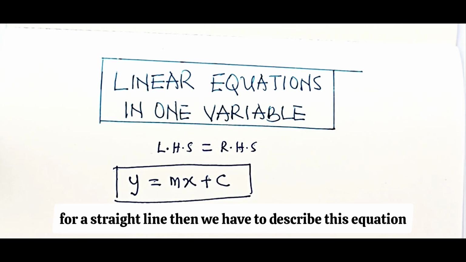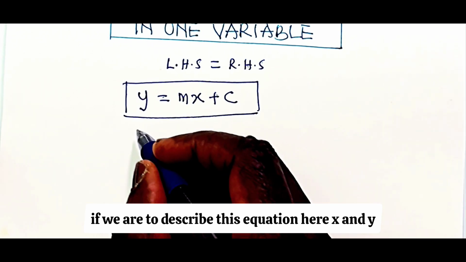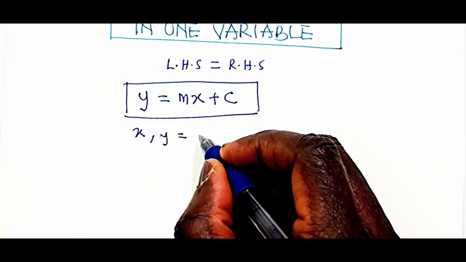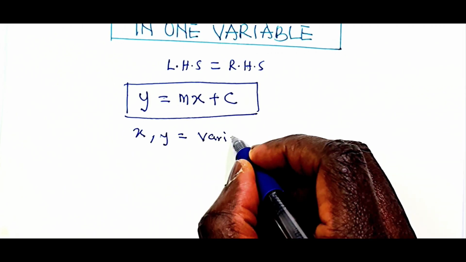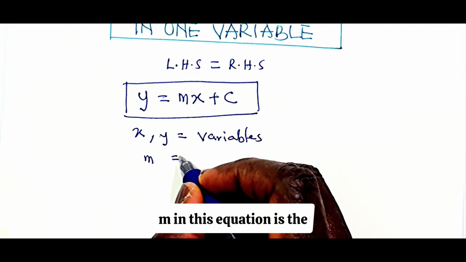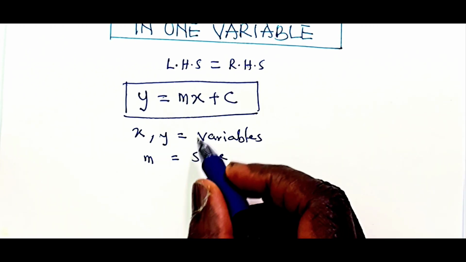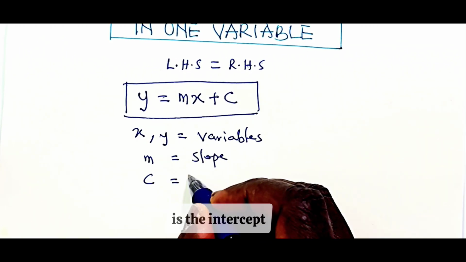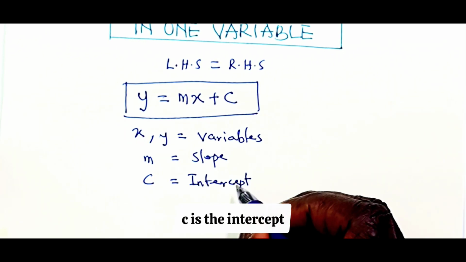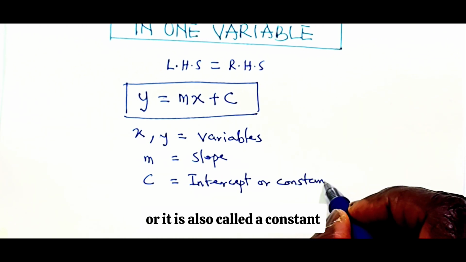Then we have to describe this equation. If you are to describe this equation, here x and y are variables. M in this equation is the slope. C is the intercept, or it is also called a constant.